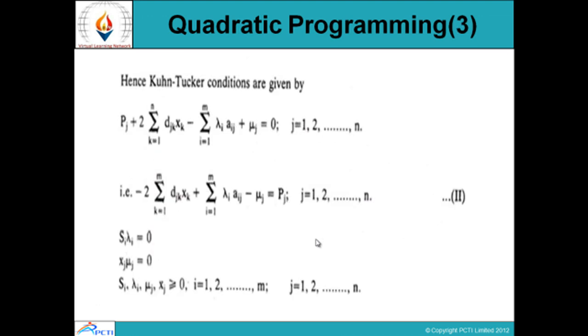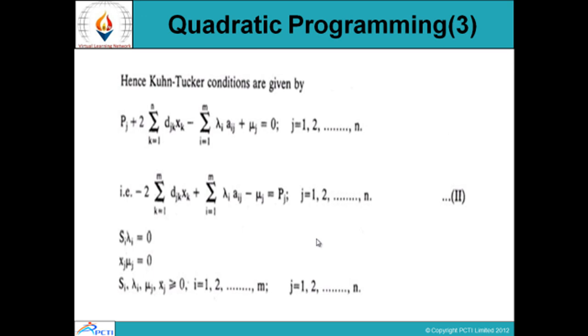Hence, Kuhn-Tucker conditions are given by pj plus 2 summation of k equal to 1 to n djk xk minus summation of i equal to 1 to m lambda i aij plus mu j, which is equal to 0, j equal to 1, 2, 3, 4, 5 up to n. That is, minus 2 summation of k equal to 1 to n djk xk plus summation of i equal to 1 to m lambda i aij minus mu j equal to pj, so j equal to 1, 2, 3, 4, 5 up to n.